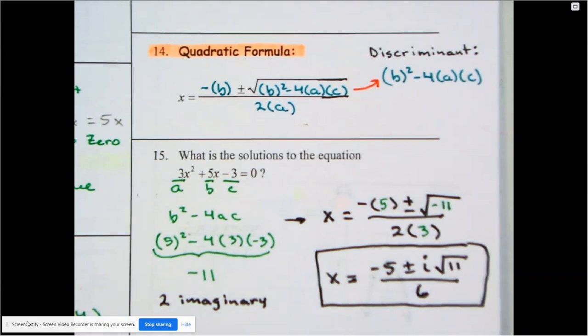So now you should be able to do number 16 on the other side. So we're going to pause the video so you can work on these, try these on this page, and then number 16 on the next page.